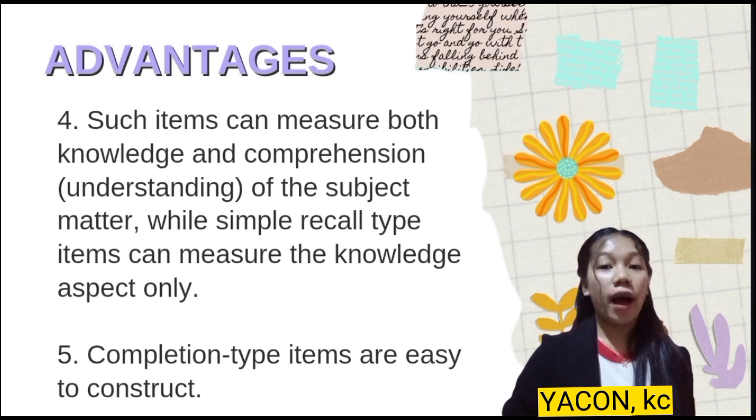Fourth, such items can measure both knowledge and comprehension or understanding of the subject matter, while simple recall type items can measure the knowledge aspect only. Fifth, completion type items are easy to construct.